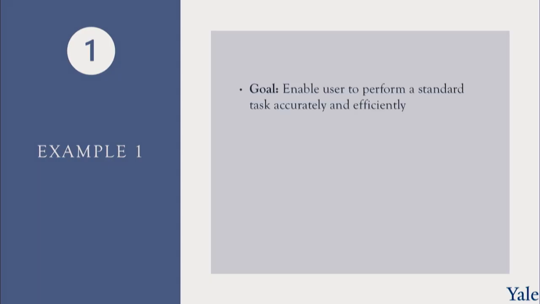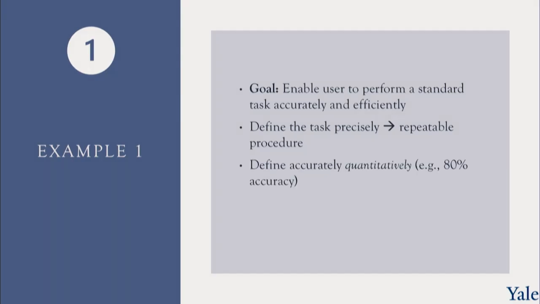The first example here, our goal is to enable a user to perform a standard task accurately and efficiently. So we have to define the task precisely, so it becomes a repeatable procedure. We get an image, we look at it, we draw a circle, we compute a volume, something like that. We define accurately, quantitatively. We have to get a number here, 80%. Now, for some things, there are benchmarks accepted out there, previous devices, there are guidelines, but we need to get a number. There's no way around this. And we need to define efficiently, quantitatively, less than 2 minutes, less than a minute. What would be acceptable? Those are things we have to figure out.